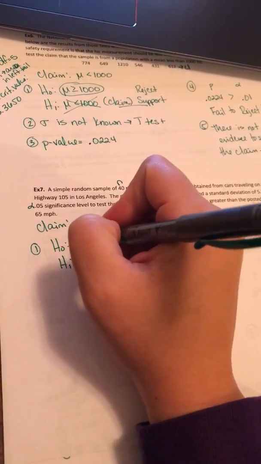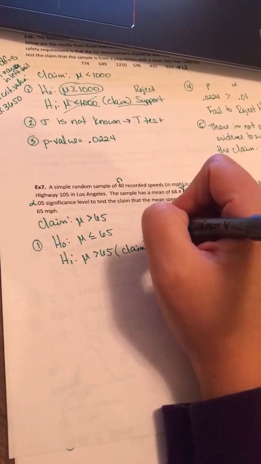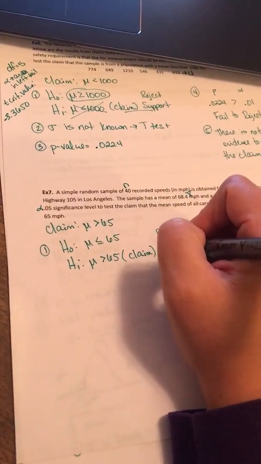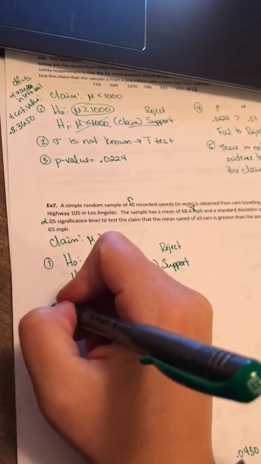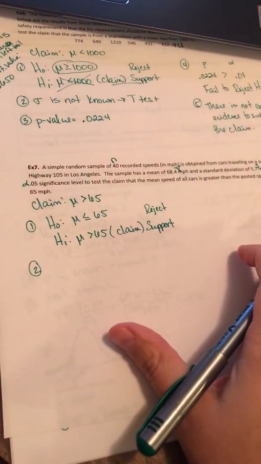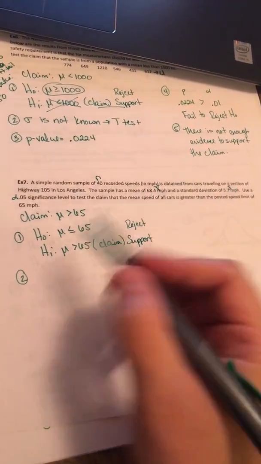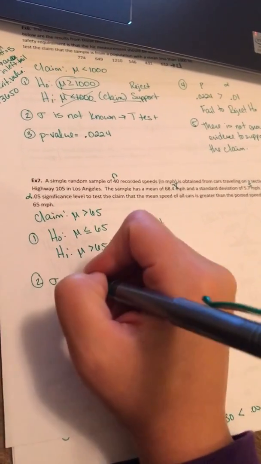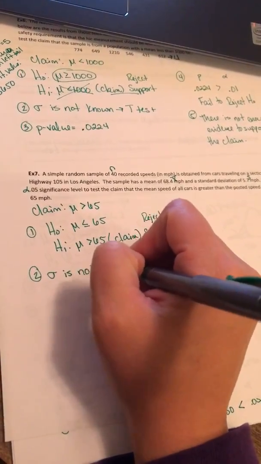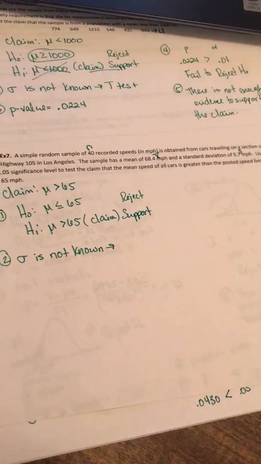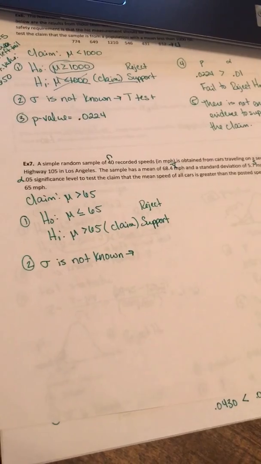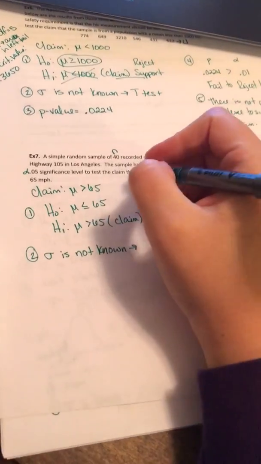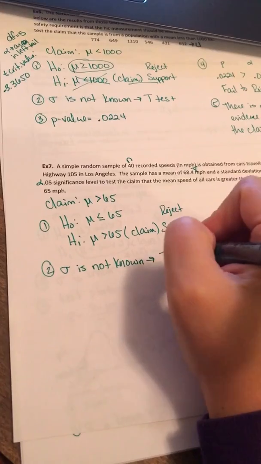Opposite of greater than is less than or equal to. We still write reject and support. So this time the claim is next to support, so you're going to either support it or not have enough evidence to support it. It did not give us sigma, it gave us S, so sigma is not known. A problem may give you both, but generally they're not going to. If they give you S, they don't give you sigma. If they give you sigma, they don't give you S. But you may potentially see both in some problems. So we do a t-test since sigma is not known.